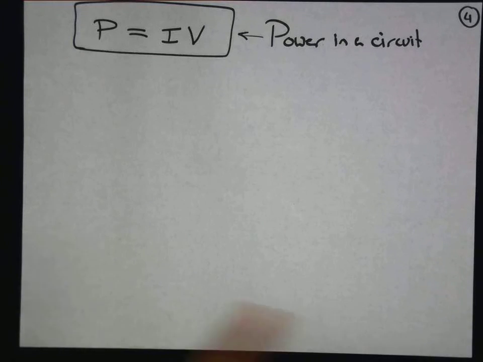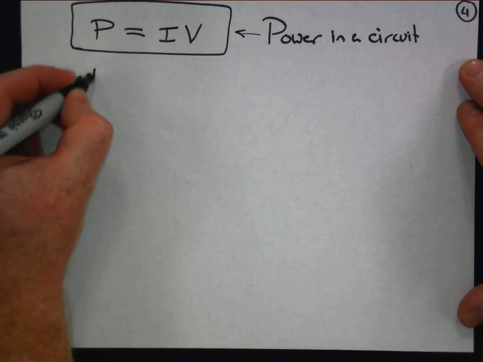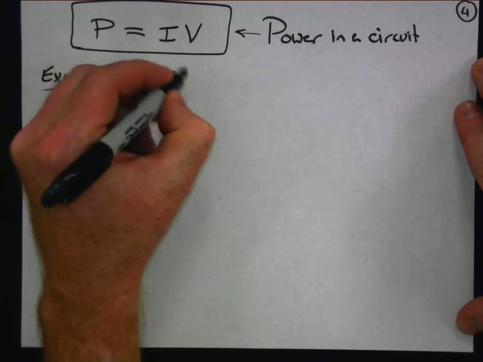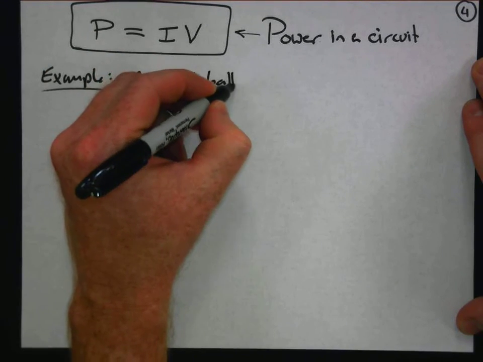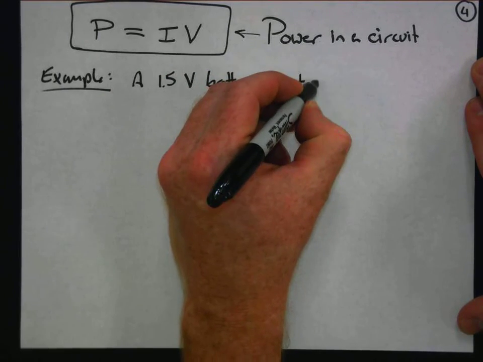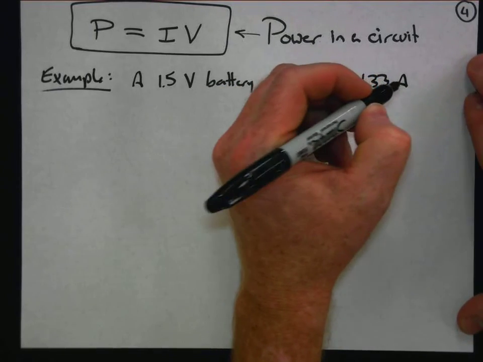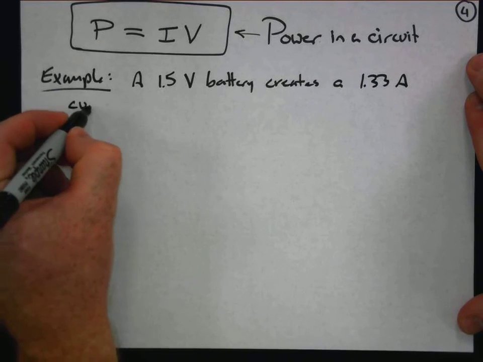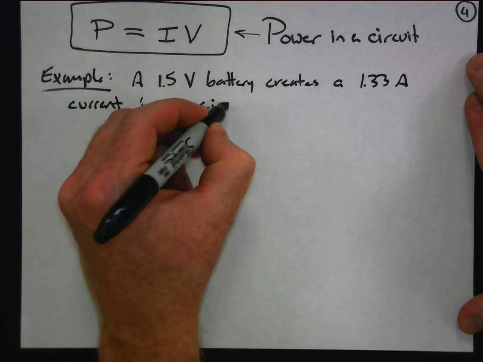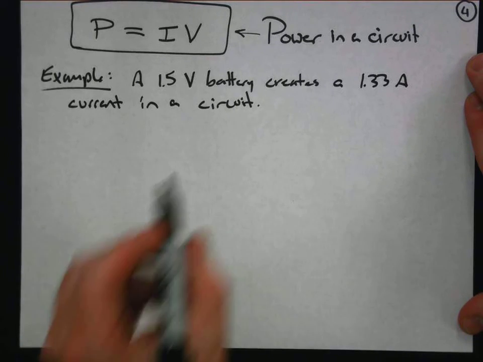Cool. Let's look at an example of this, just because it's going to help it sink in, help us remember. If we have a 1.5 volt battery that is creating a 1.33 amp current in a circuit, I'm going to want to know how much power is used by the circuit.